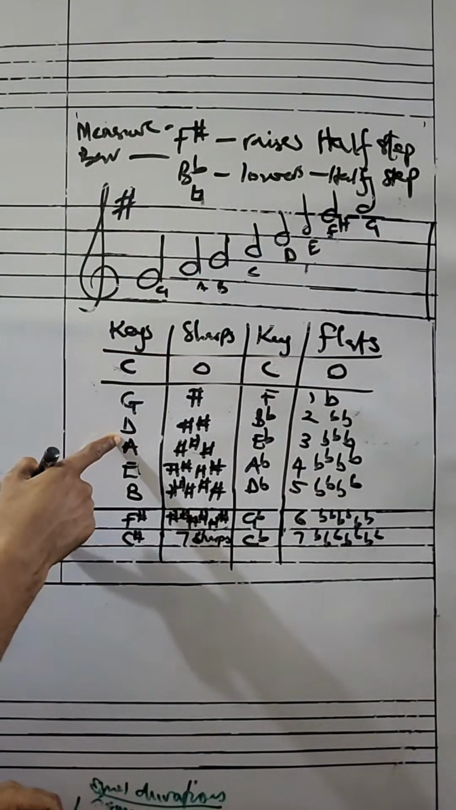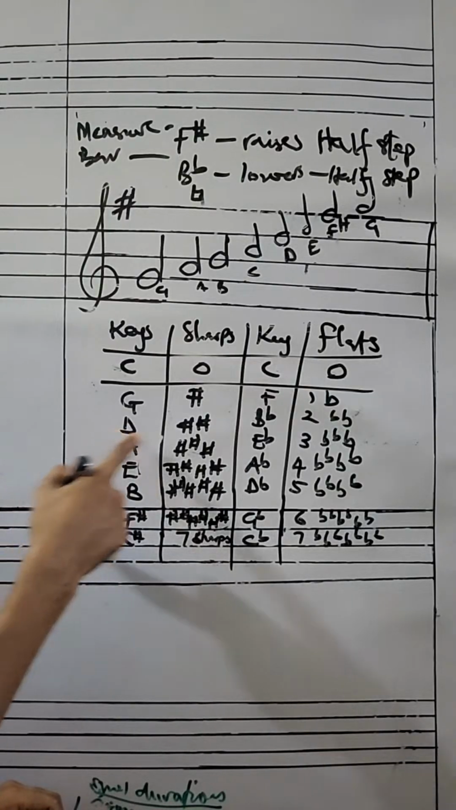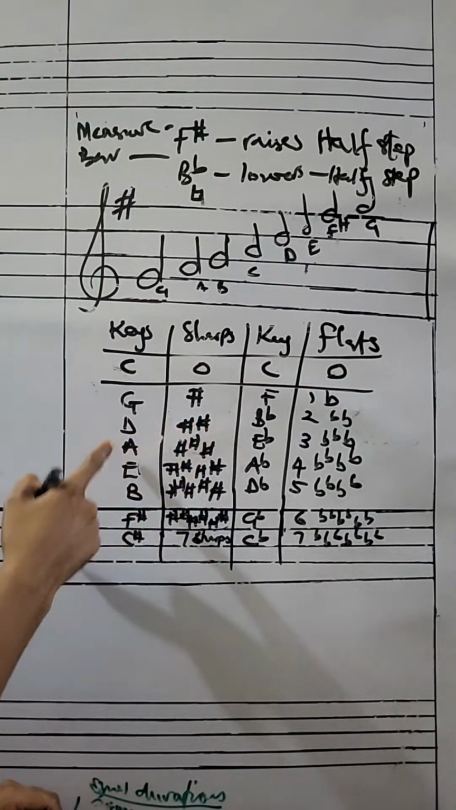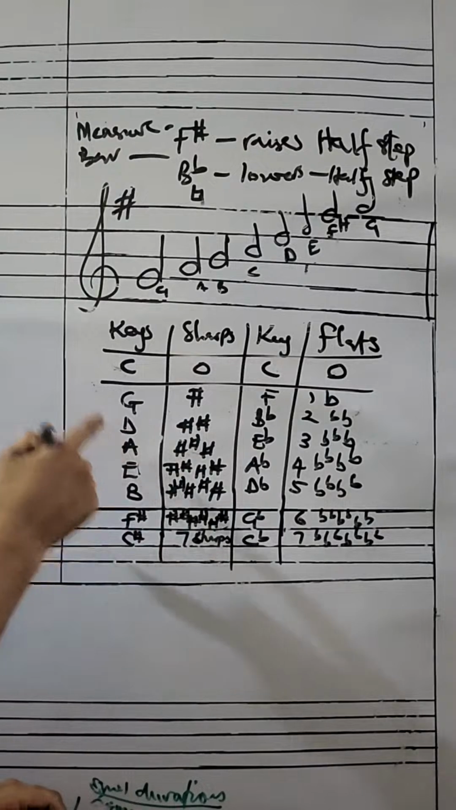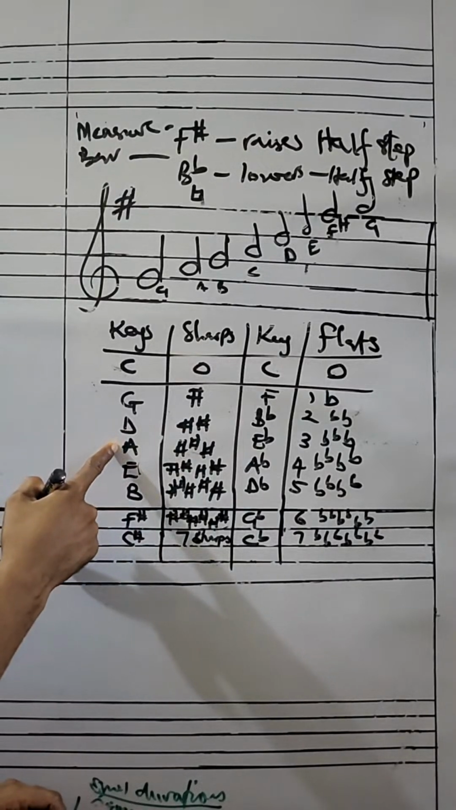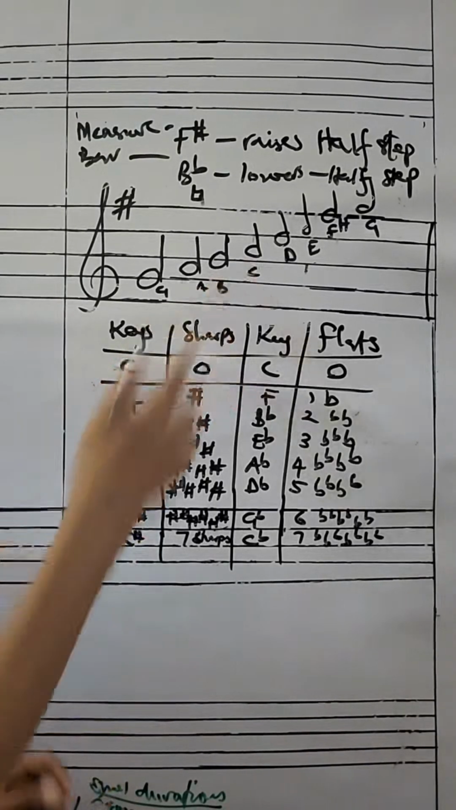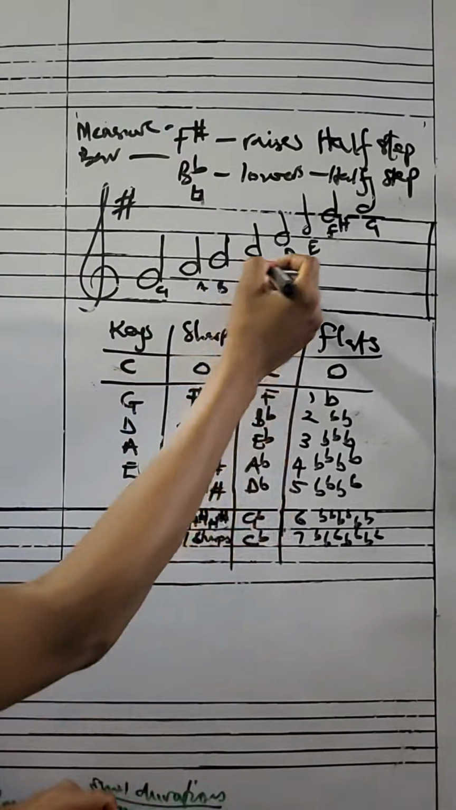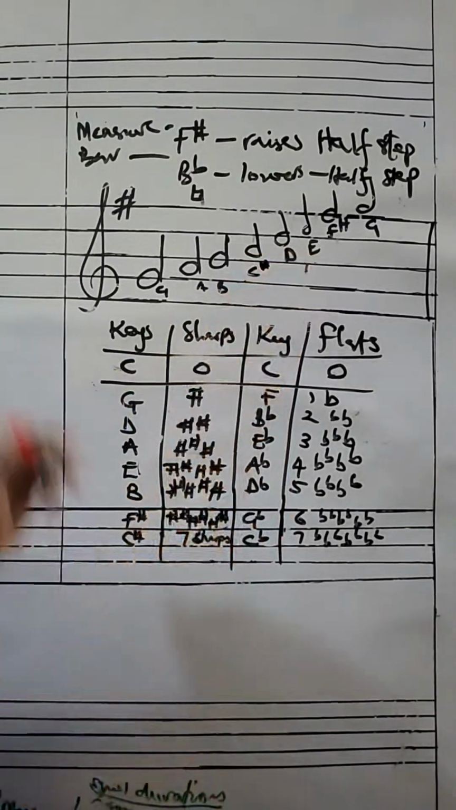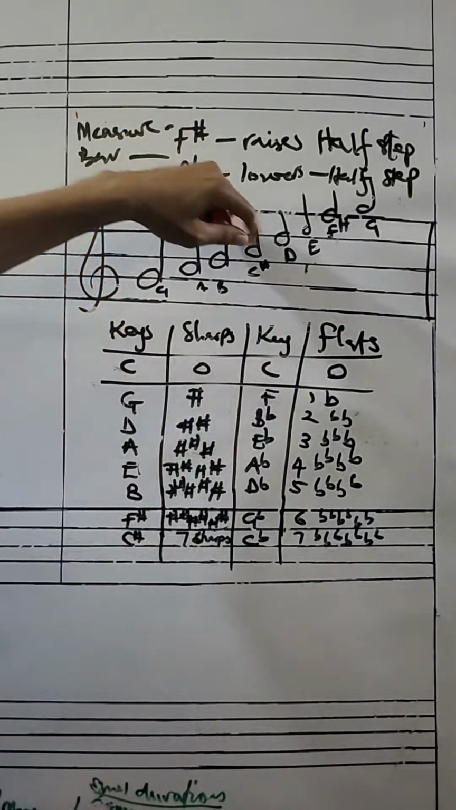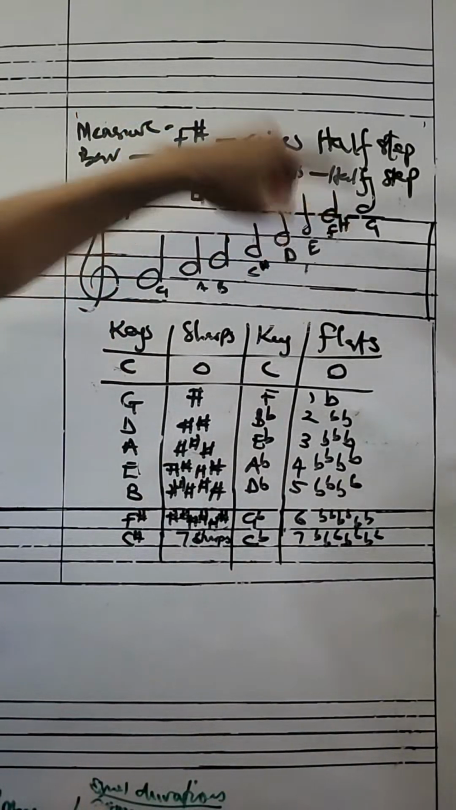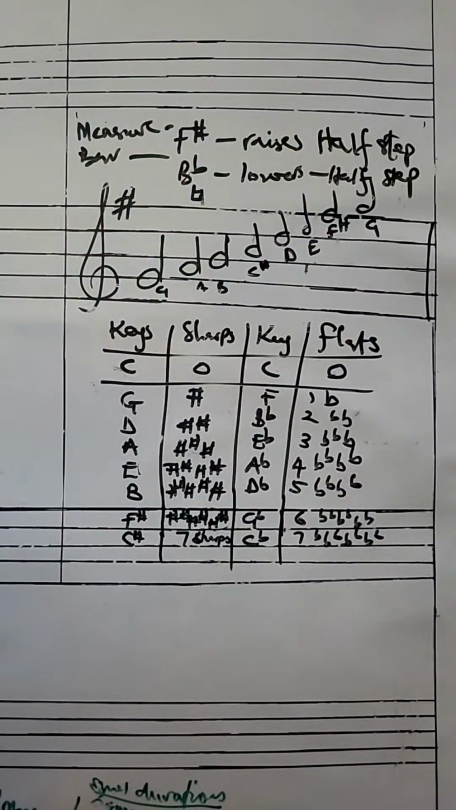Now, in the key of D, we have two sharps here. What is that note that comes before D? Look at the board. What is that note that comes before D? The note that comes before D is your C. So C is the next note that is sharpened in the key of D. So in key D, you have two sharps, which are your C sharp and your F sharp.